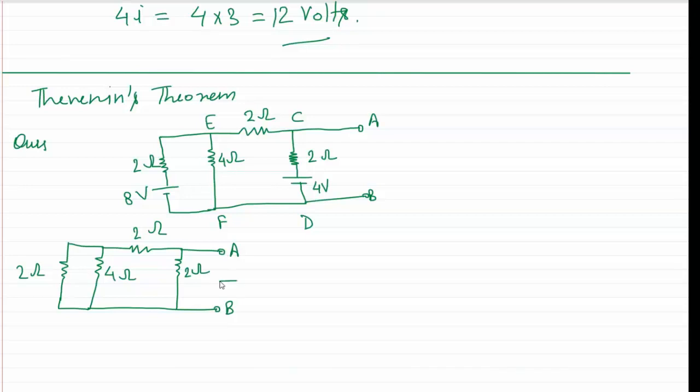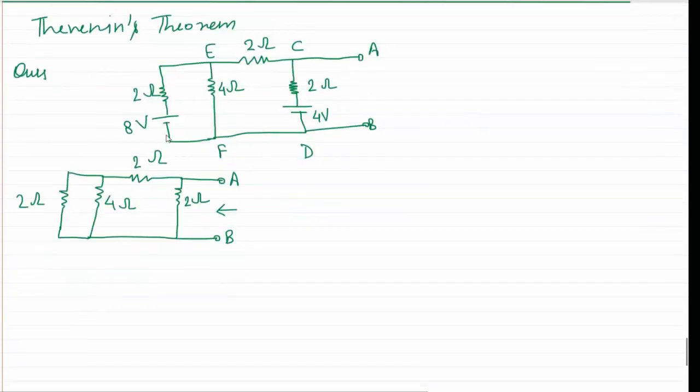Means if we look inside like this, that is called Thevenin resistance. So what is the value of Thevenin resistance? Convert this whole resistance into one resistance. How to do that? 2 and 4. So what is the combination of 2 and 4 in parallel? Because they are in parallel.